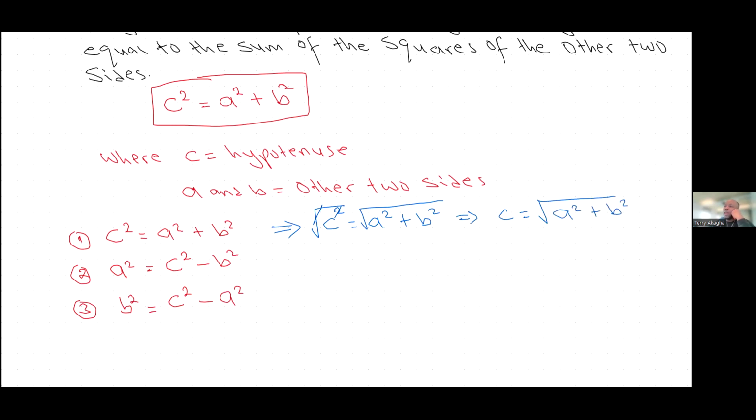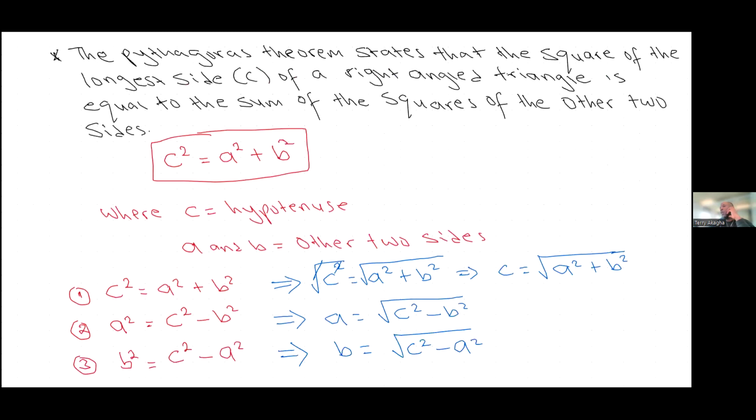So similarly, I can find A as well. A is going to be equal to the square root of C squared minus B squared. And also, taking the square root of both sides, I can find B. B is going to be equal to the square root of C squared minus A squared. All right, so that is that. So that is the Pythagoras theorem.